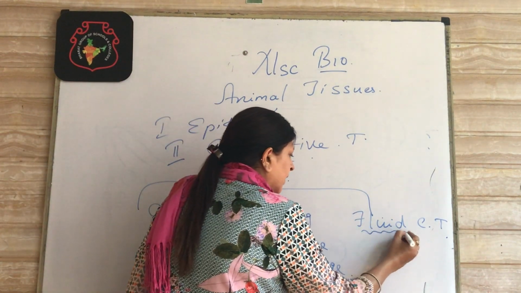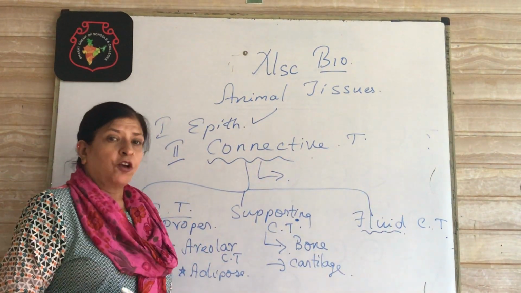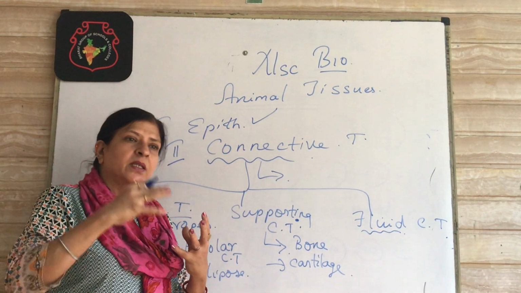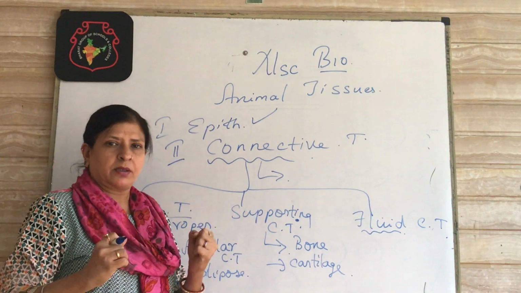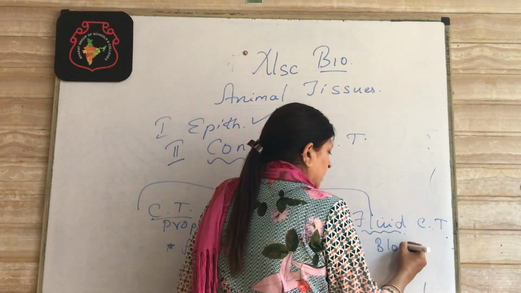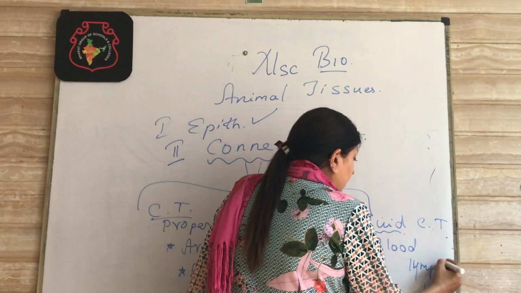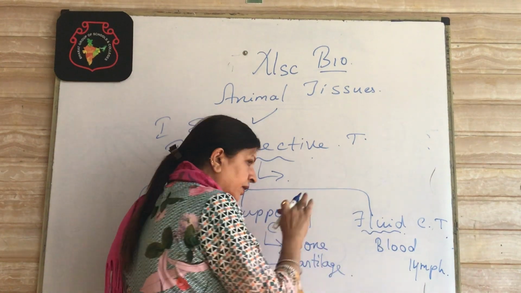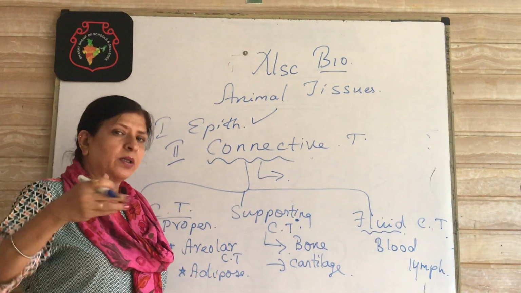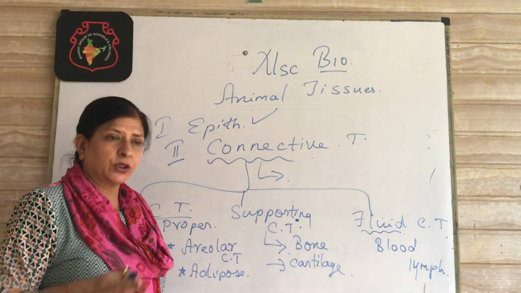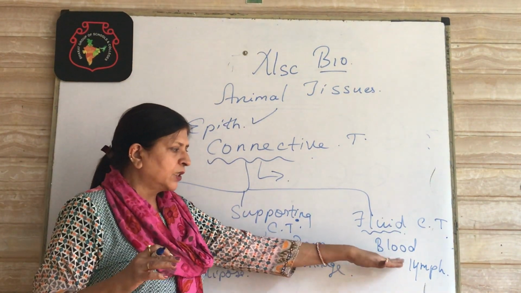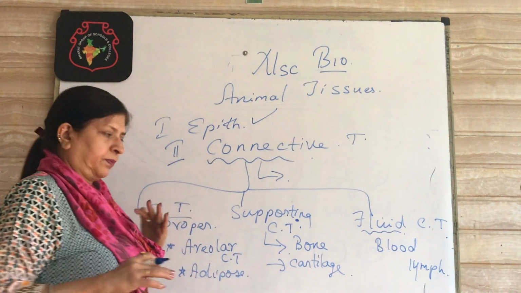Next is fluid. Now things will get clearer. Fluid is a thick liquid with certain suspensions. Under fluid, we'll do blood and lymph. This is not included in this chapter, but blood and lymph come under fluid, which you will do in another chapter, the circulatory system, because these two fluids are in circulation.